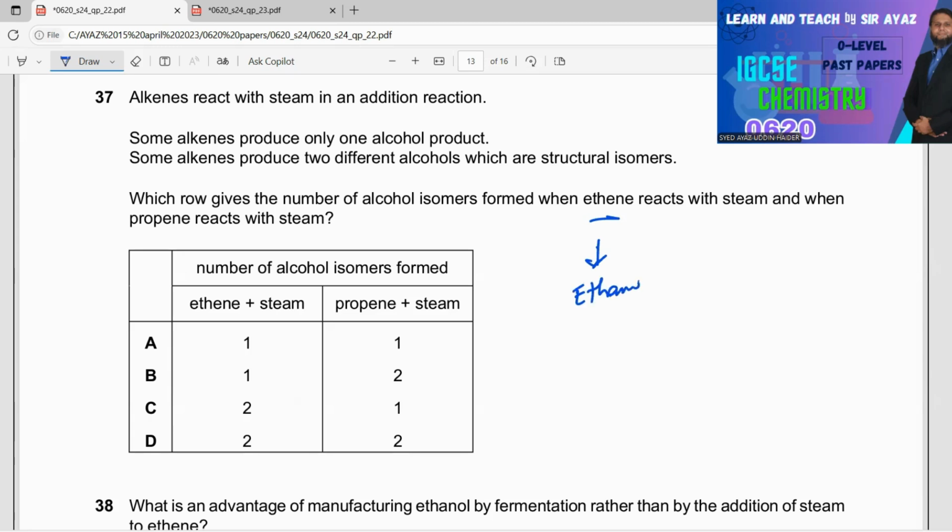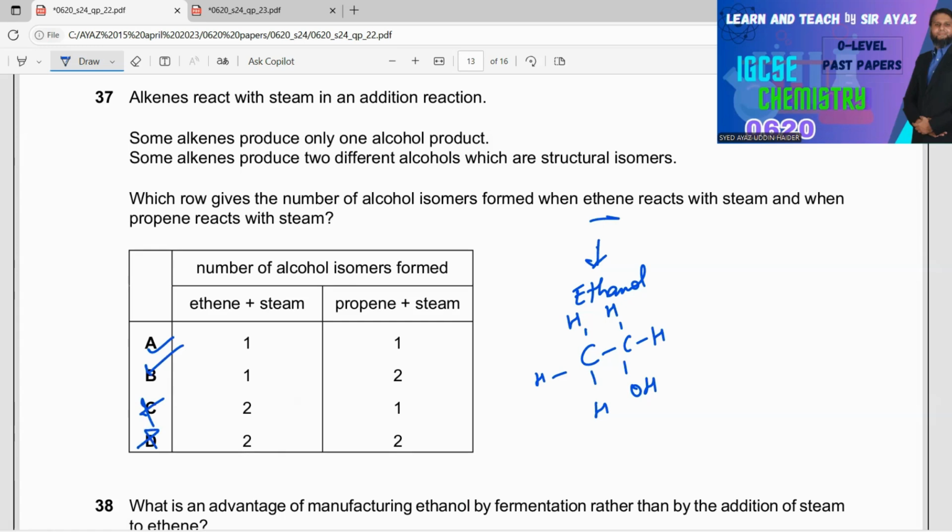The value of n is 2 here. So this is the alcohol you are getting from ethene. You can't have any other isomer for this because you have 2 carbon atoms here. So isomers are not possible for this one. So the number of alcohol isomers formed must be 1. So either A is correct or B is correct. Both C and D are incorrect.